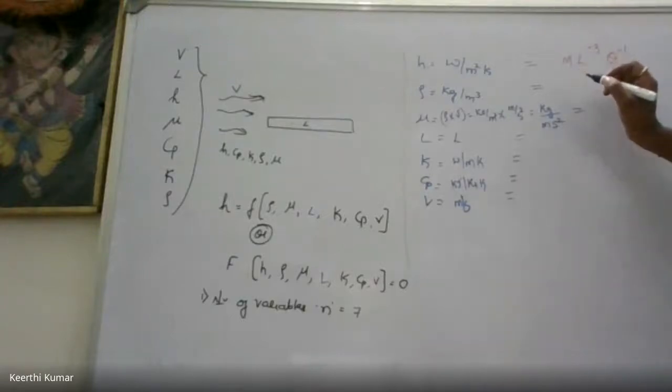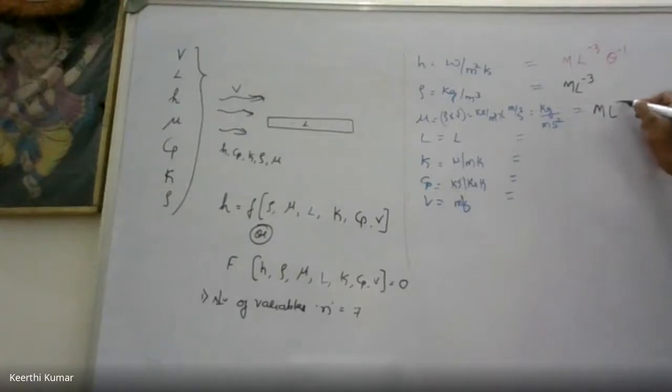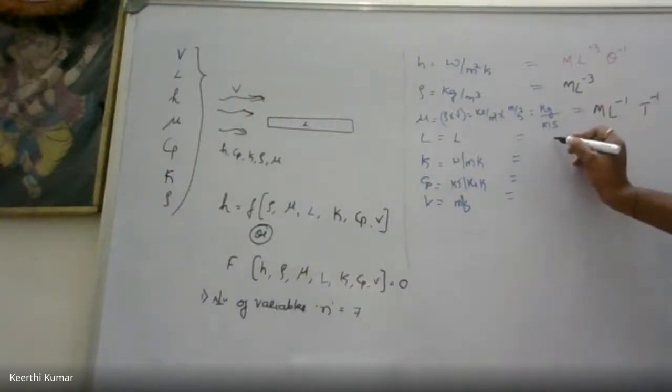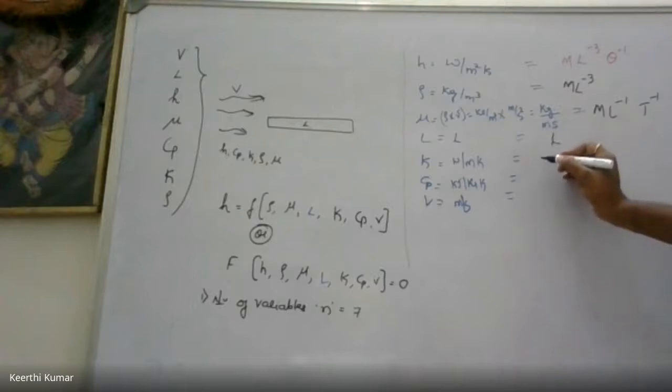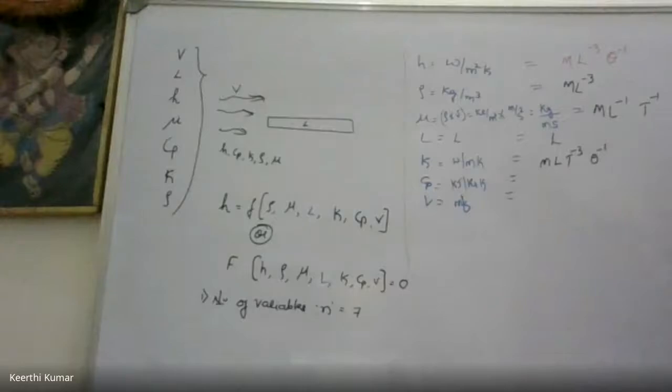And rho is expressed as M into L to the power of minus 3. And viscosity is expressed as M L to the power of minus 1 T to the power of minus 1. Here L is equal to L, K is M L, theta to the power of minus 1. Mu, what is the unit of mu? Because meter cube and meter, it will become meter square in the denominator.